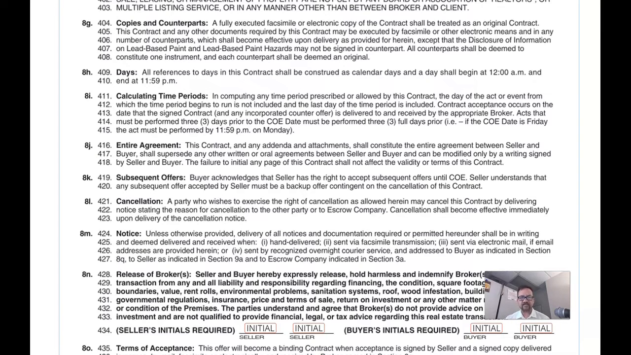Now, cancellation happens for whatever reason: inspection period, failure to get the loan. A party wishing to exercise a right of cancellation cancels the contract by delivering a notice stating that they're canceling the contract to either the other party or they can send it to the escrow company. That is effective immediately, as soon as it is delivered, not received.